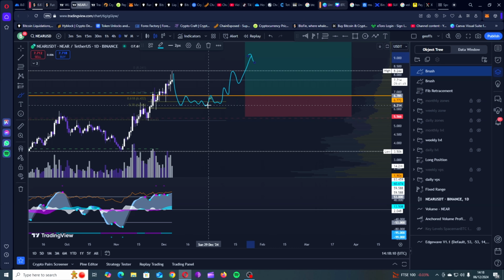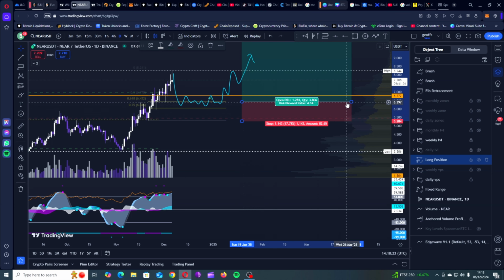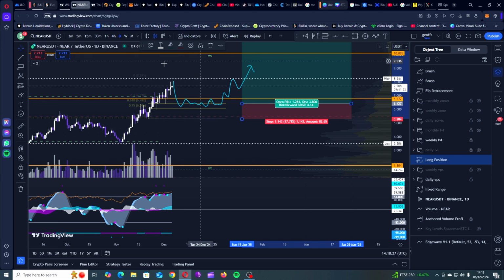So if you're thinking about a trade on WorldCoin, NIA, this could be a potential area to be looking at along in NIA. Stops below this area here. Looking for a push out to around $11. Keep an eye on that.